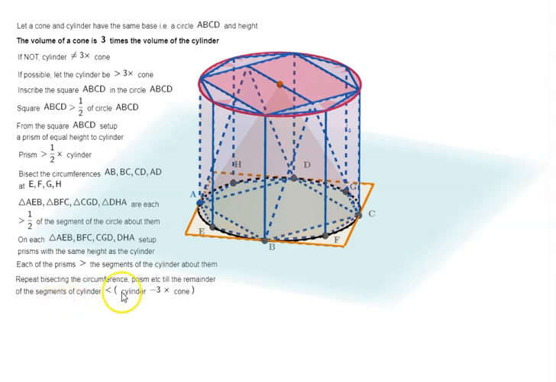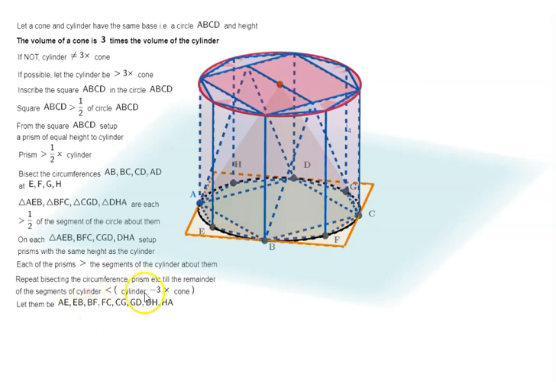Now repeat bisecting the circumference, setting up prisms, etc., till the remainder of the segments of the cylinder is less than the cylinder minus 3 times the cone. Because remember, we assumed that the cylinder is greater than 3 times the cone. So if we keep repeating this process, at some point, the segments of the cylinder will become less than the difference between the cylinder and 3 times the cone. To avoid overcomplicating this diagram, let's say we have reached that stage.